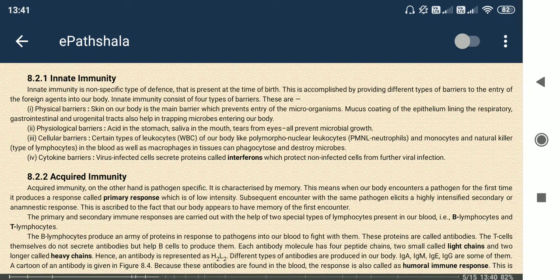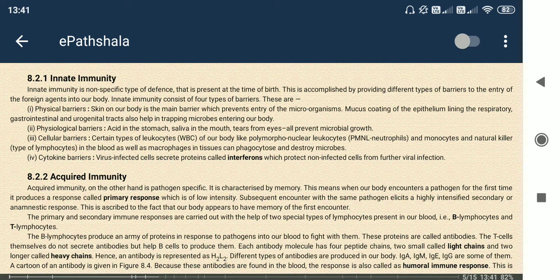Okay, imagine the respiratory tract. That whole structure is surrounded by a mucus epithelium, a mucus layer. That mucus protects from the entering of microorganisms. Another thing is the gastrointestinal tract, which also has a mucus layer, and the urogenital tract is also the same.